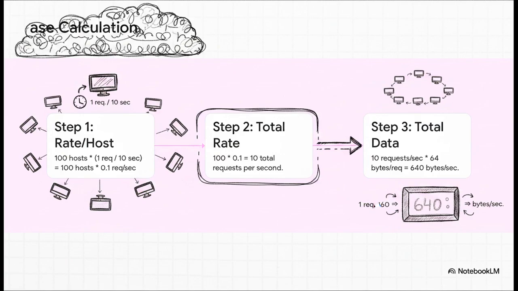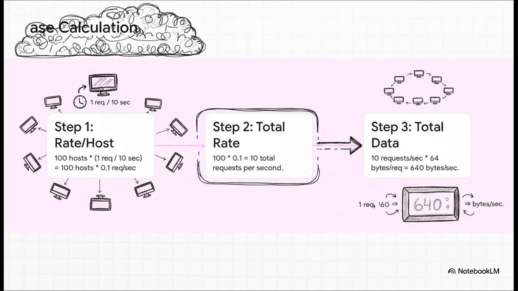First, step 1, let's find the rate for a single computer. We know each one sends one request every 10 seconds. So to find the rate per second, we just do 1 divided by 10, which gives us 0.1 requests per second for each host. Easy enough. Next, step 2, find the total rate for the whole network. We have 100 hosts, and we know each one is generating 0.1 requests per second. So we multiply 100 hosts by 0.1, and that tells us there are 10 total ARP requests happening across the entire network every single second.